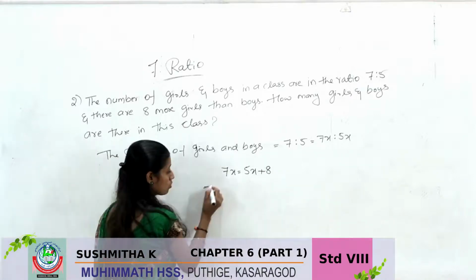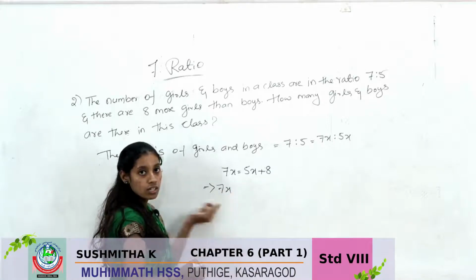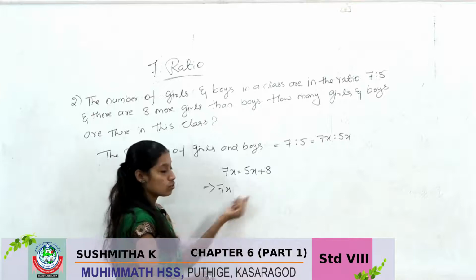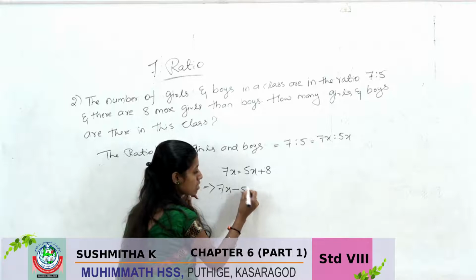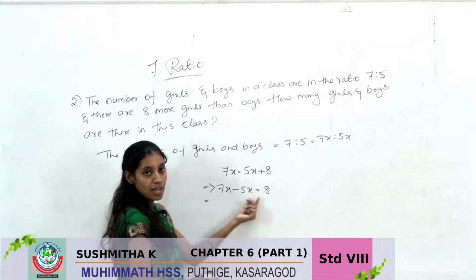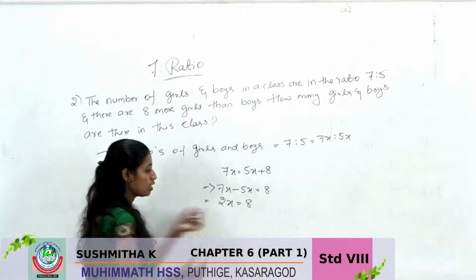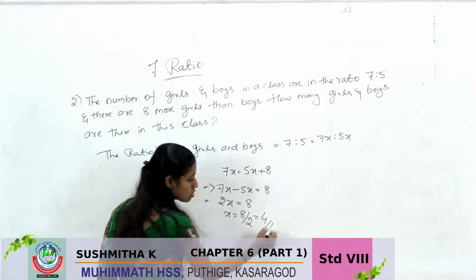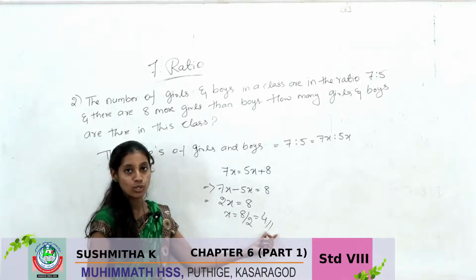Then what is the next step? So 7x will be, this is a positive number, so it will be converted into negative. So 7x minus 5x is equal to 8. So here 7x minus 5x is 2x is equal to 8. Then the value of x is equal to 8 by 2, that is 4. So x is equal to 4.